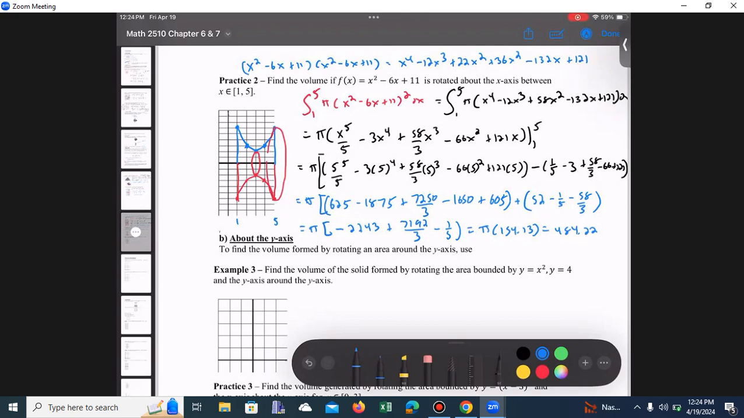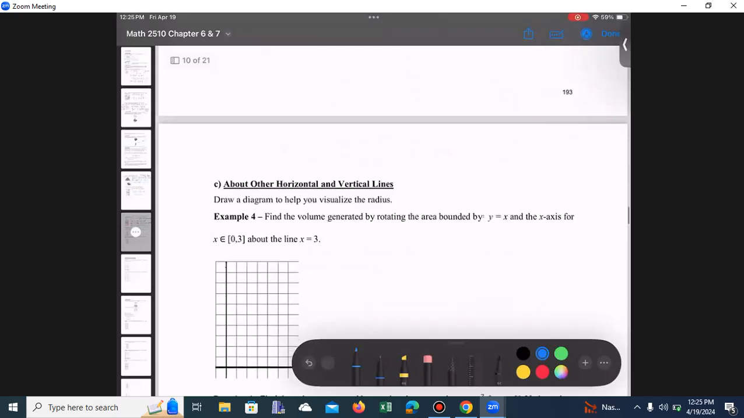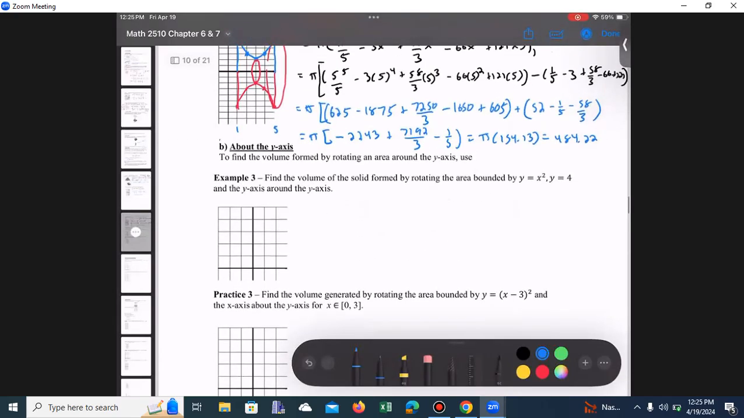Alright, so that's going to be the end of this video. And then in the next video, we'll cover the y-axis, and then we'll get into what's called washers. Alright, and I'll see you then. Bye.